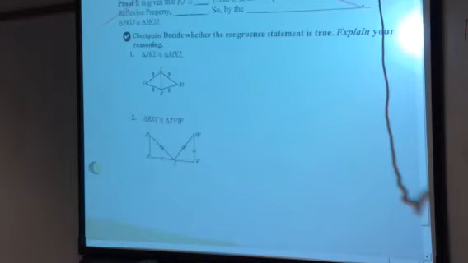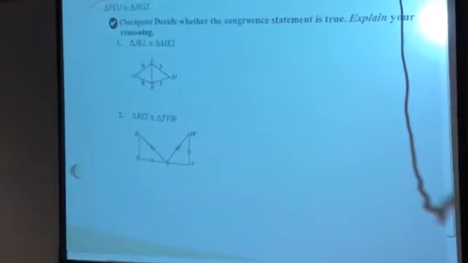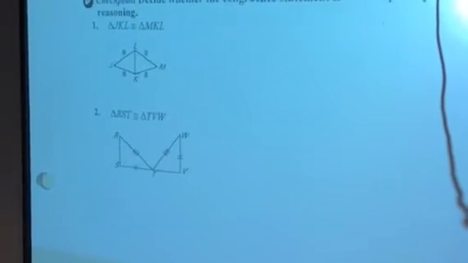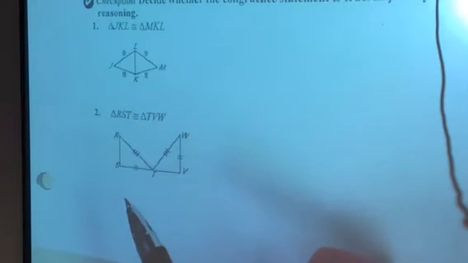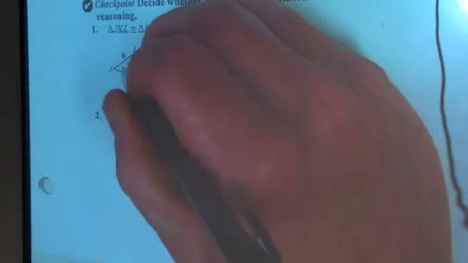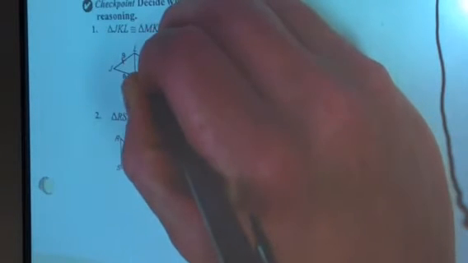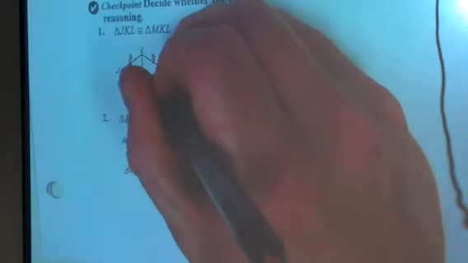congruent or not. So if I'm looking at number 1, it says decide whether the congruence statement is true. Explain your reasoning. Well, I have to look and see if these triangles are congruent. Is 9 congruent to 9? It is. So you need to make your marks on each of your sides that are congruent. So 9 is congruent to 9. 8 is congruent to 8, so I'm going to put 2 marks on both of those.